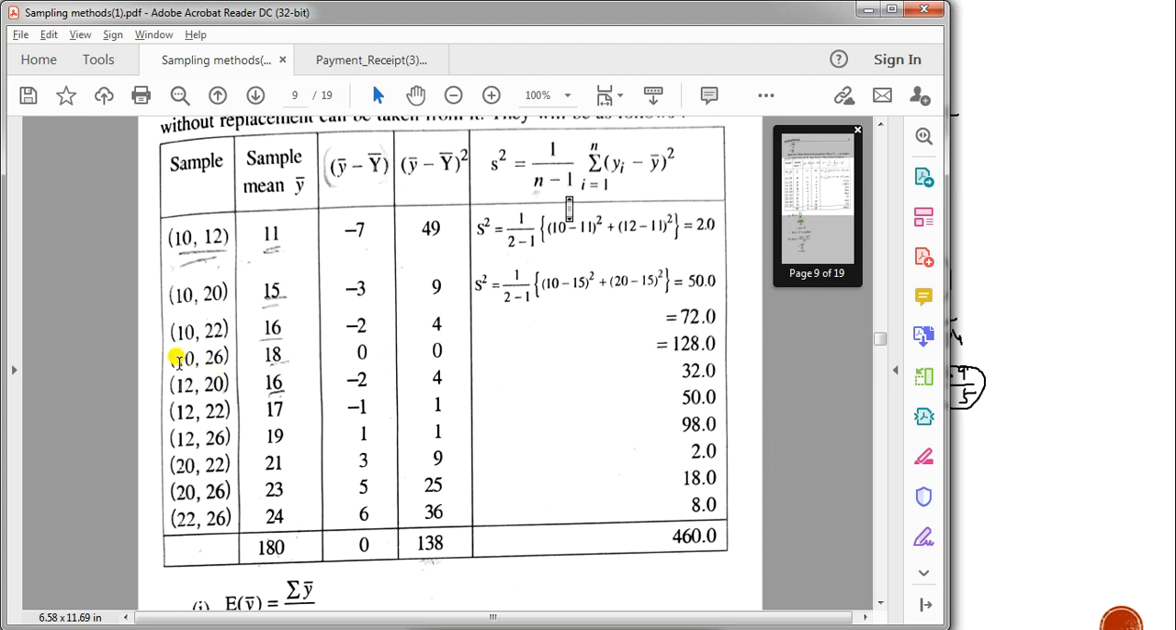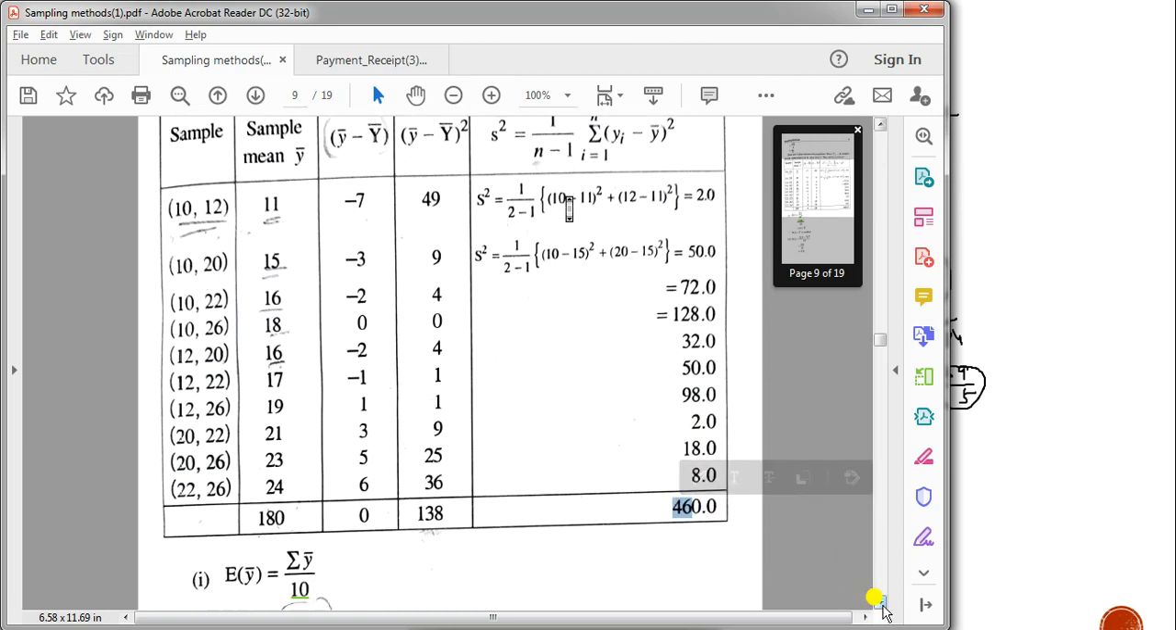One more time, 10 minus 8, 8 square is 64, 64 double is 128. 12 minus 16, the difference is 4, 4 square is 16, 16 plus 16, 32. 12 minus 17, the difference is 5, 5 square is 25, and its double is 50. So this way you can calculate the numbers, and their total is 460.